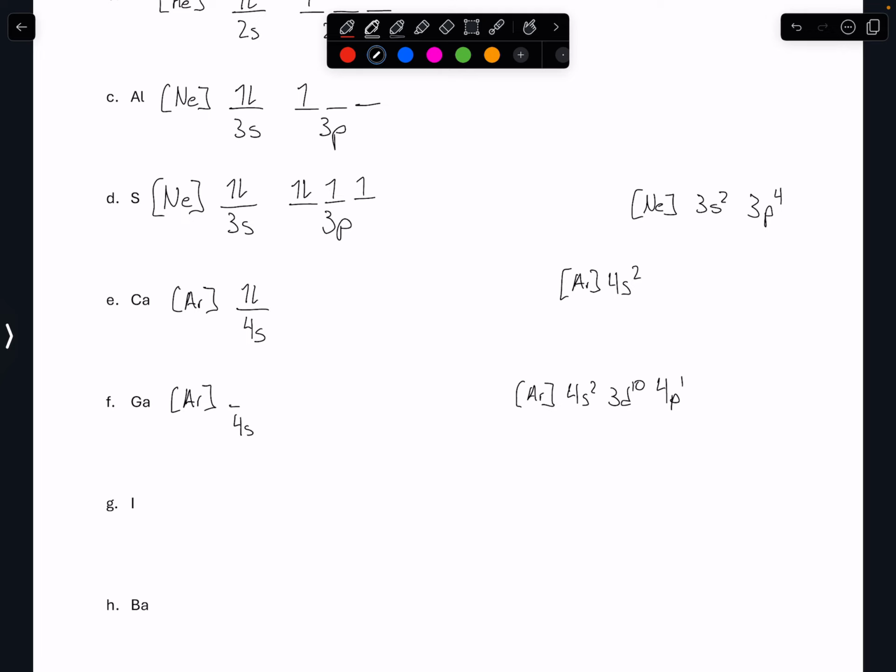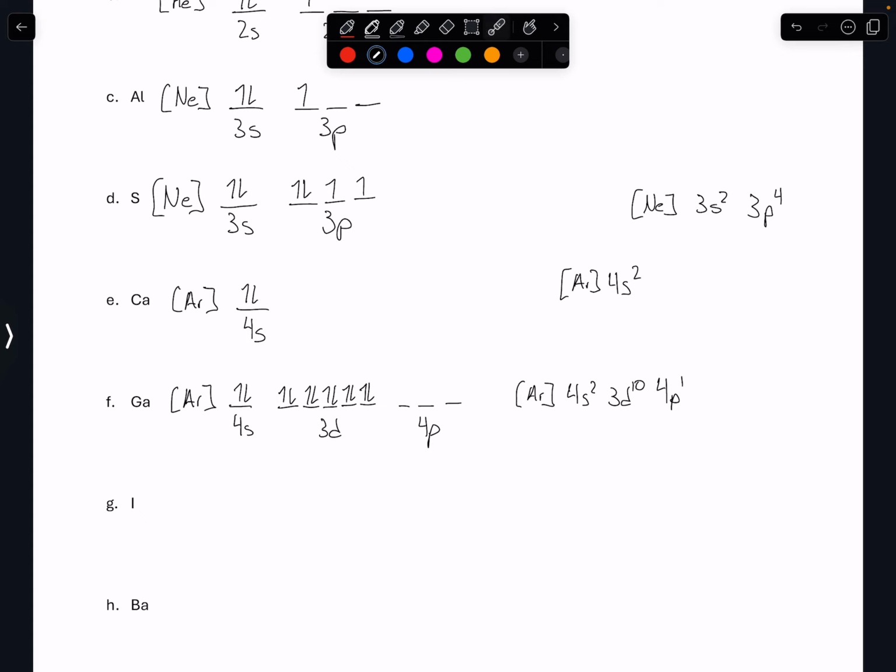4s. And then we have 3d. 3d has 1, 2, 3, 4, 5 orbitals. And then we'll have 1, 2, 3. That's my 4p. And again, our electrons 2, 10, and then 1. So this will be 1, 2, 1, 2, 3, 4, 5, 6, 7, 8, 9, 10.